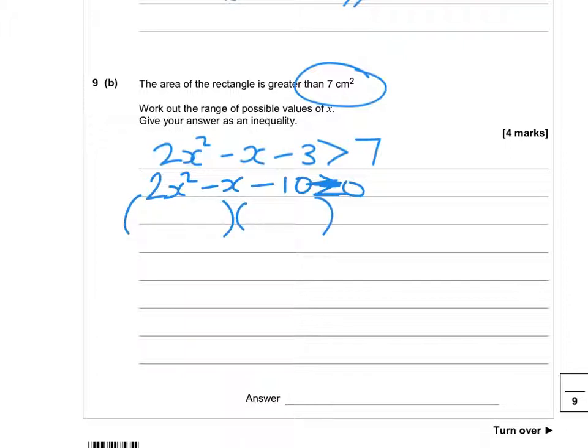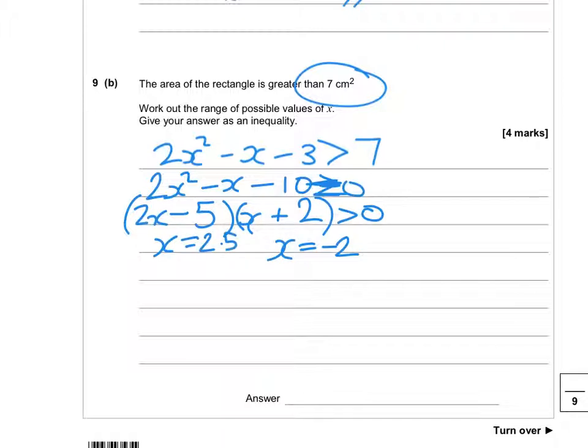Let's factorise it. 2x, x. What's going to get me there? 2 and 5. If you take away 5x's and add 4x's. Okay, so you'd have x is negative 2 and x is 2.5, but now you've got to realise that multiplied they're going to be more than 0.